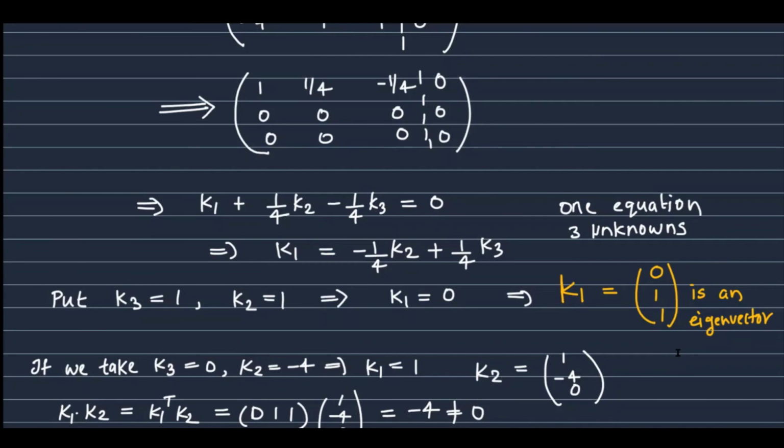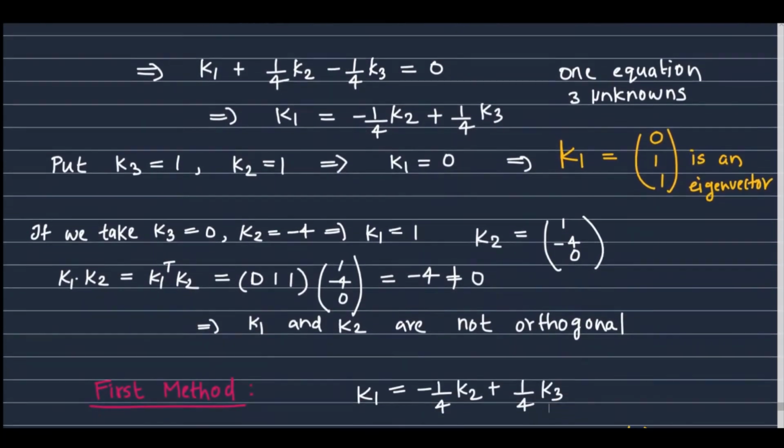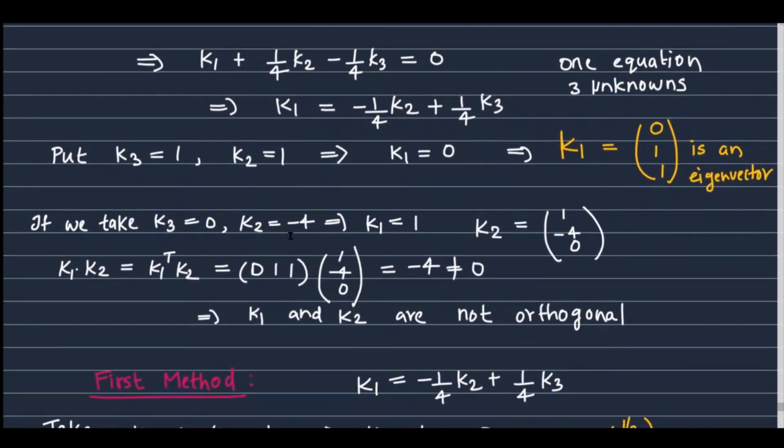Okay, we got one eigenvector. Now we have to find another eigenvector. If we take k3 equal to 0 and k2 equal to minus 4, then from this equation we get k1 is 1. So our eigenvector K2 becomes 1, minus 4, 0.